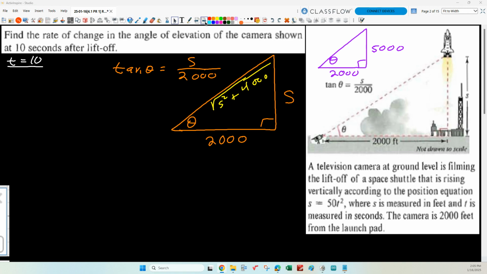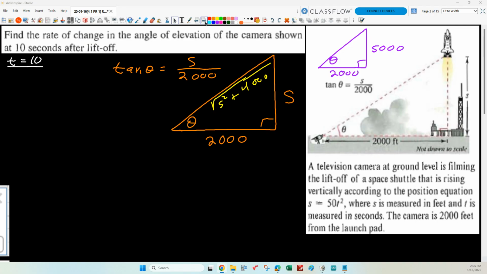So we already have a picture that's made for us, where we have theta, we have 2,000, and we have S. If we had to solve for the hypotenuse for some reason, this is a right triangle, so we could solve for it: square root of S squared plus 4,000. Is that right? That's not right. Where did we get 4,000? 2,000 squared is a lot more than 4,000. It's going to be 4 million. So the square root of S squared plus 4 million.